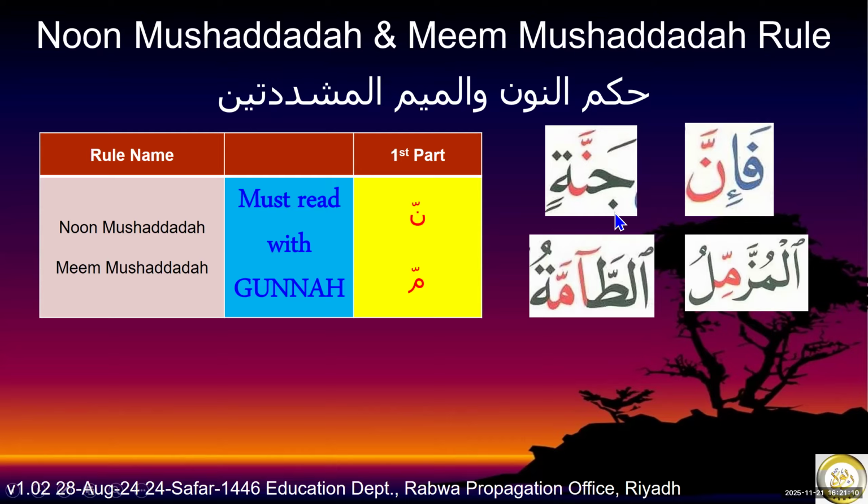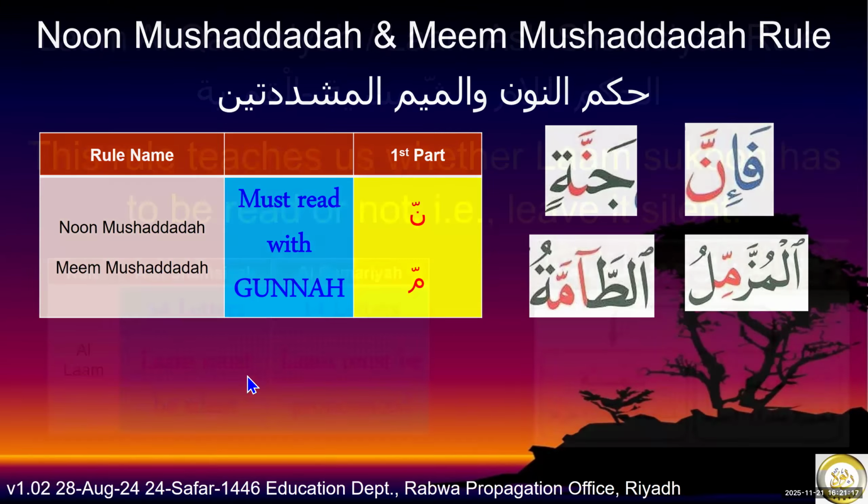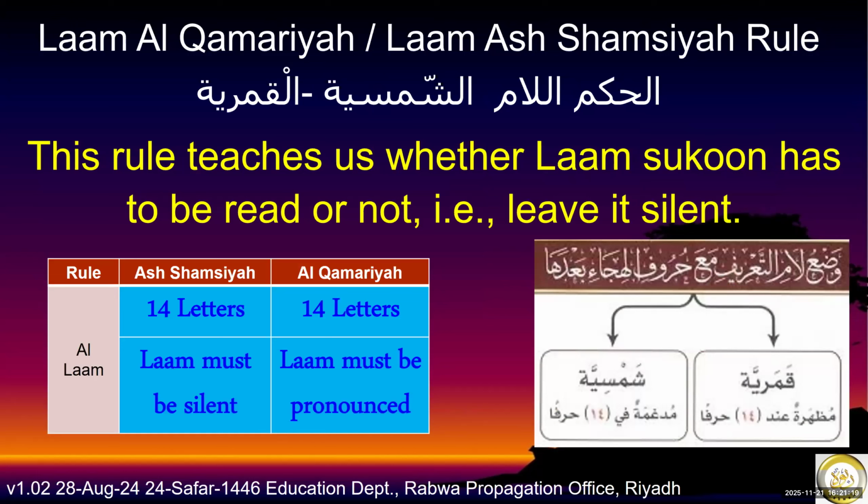Okay. Noon mushaddada, meem mushaddada. Are you clear? Okay, let us move to the Lam Qamariya and Lam Shamsiya. The 28 letters in Arabic have been divided into 2 parts. 14 letters belong to Shamsiya, 14 letters belong to Qamariya.